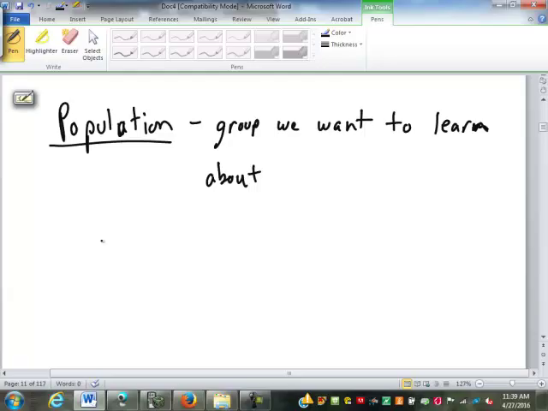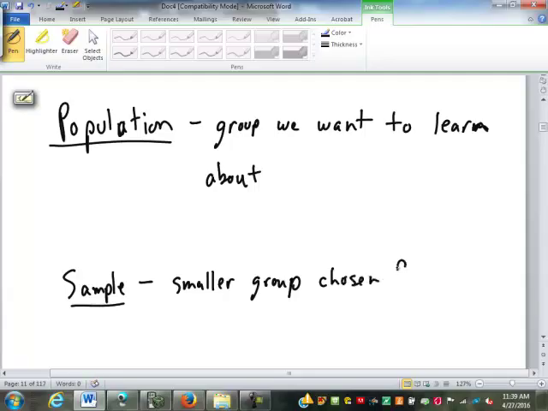Now, I'm leaving a little space here, and I'll come back to fill that in a second. Out of that population, we choose a sample. And a sample is a smaller group that is chosen from the population. There are several reasons why we would choose a sample instead of studying the whole population.